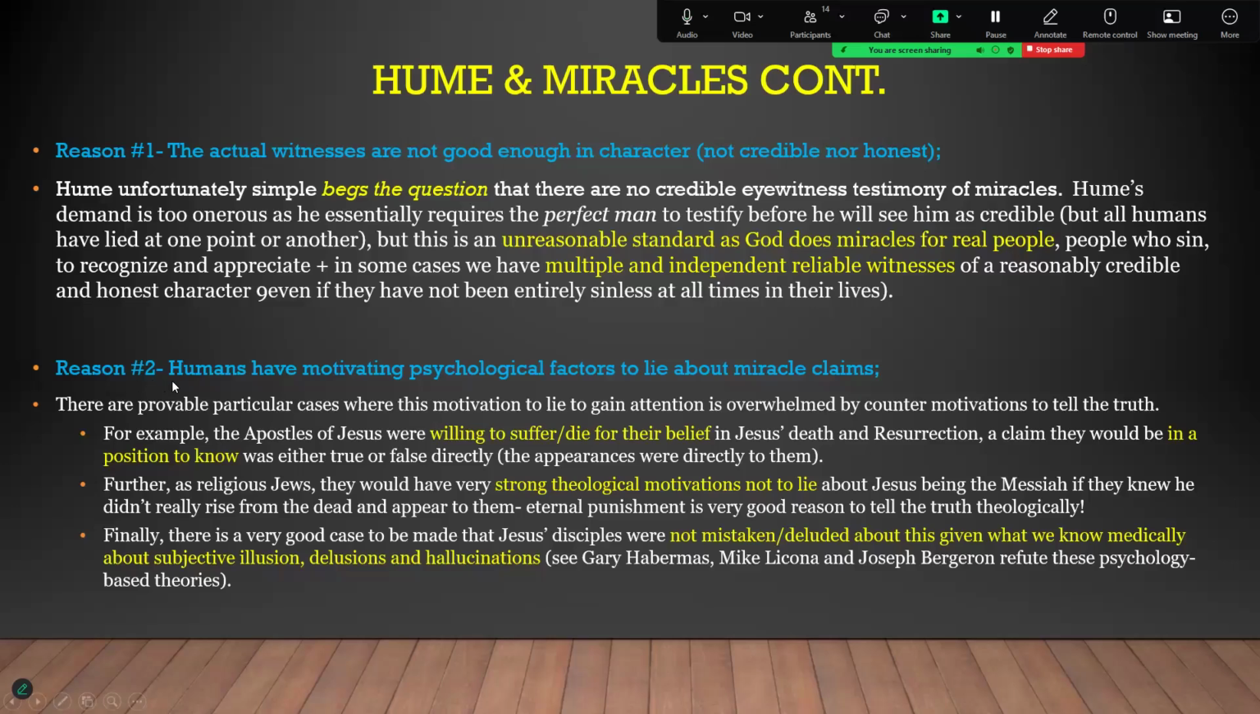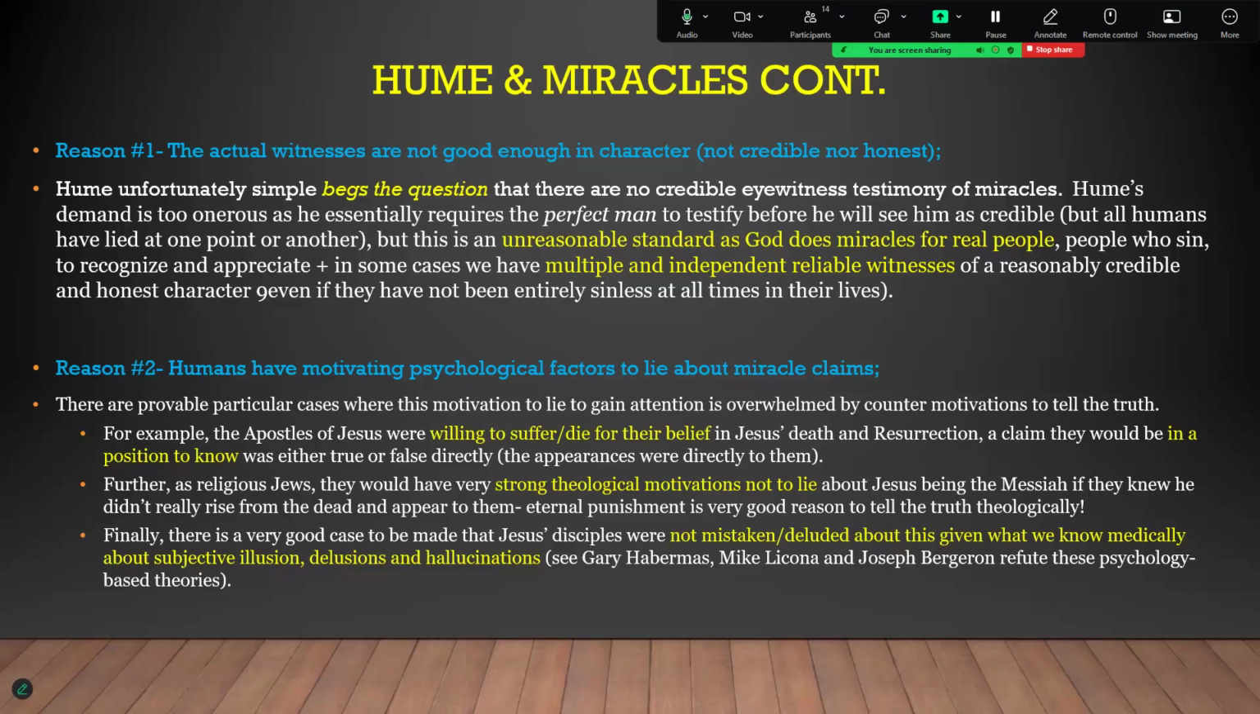Now, the second reason Hume gave, he said, well, humans have a motivation to lie about miracle claims. If I claim I flew around the room, that makes me look cool, and you guys think I'm great. So I've got this automatic motivation to lie about a miracle or something like that. But unfortunately, there are provable particular cases where this motivation to lie about a miracle just doesn't apply.